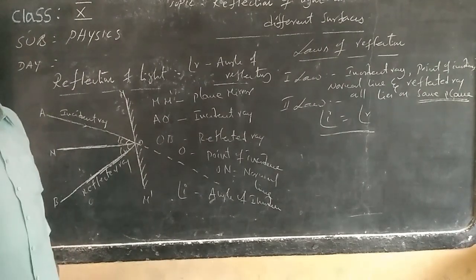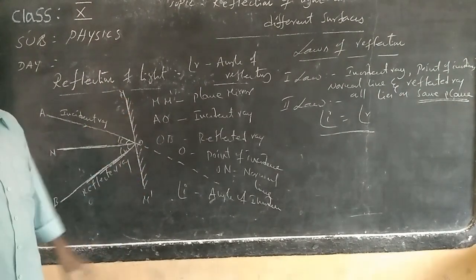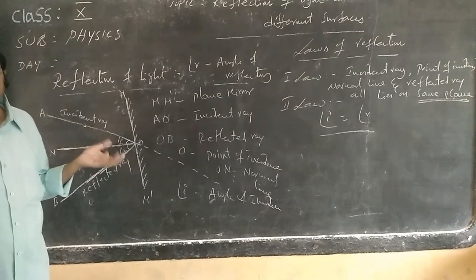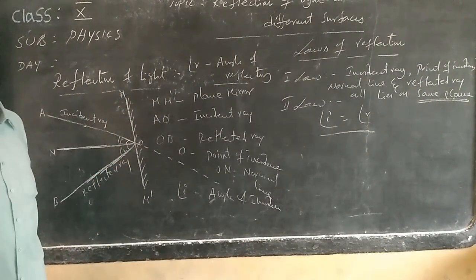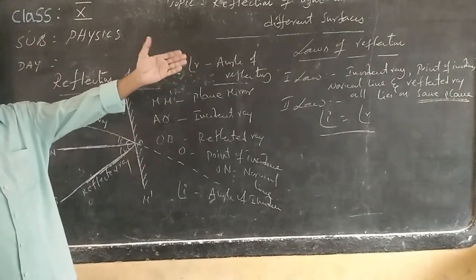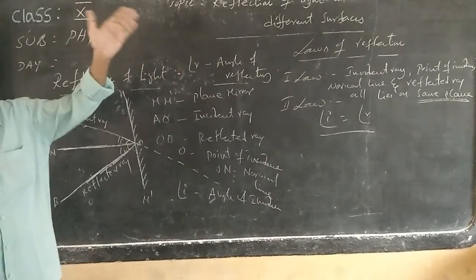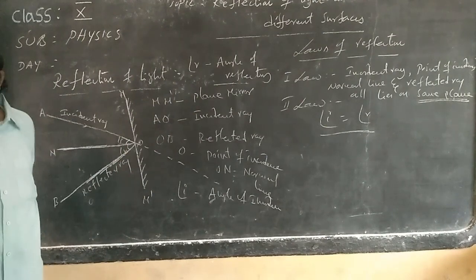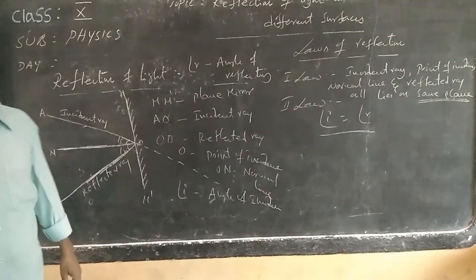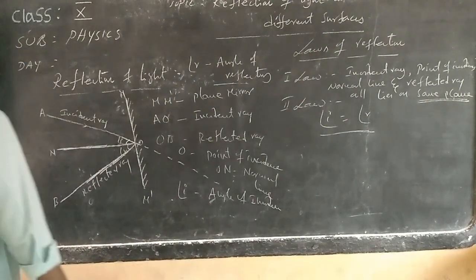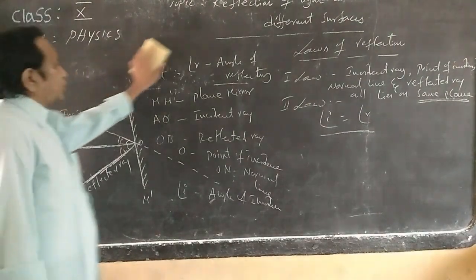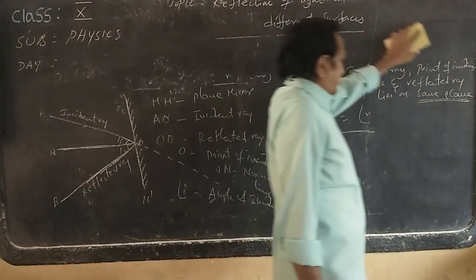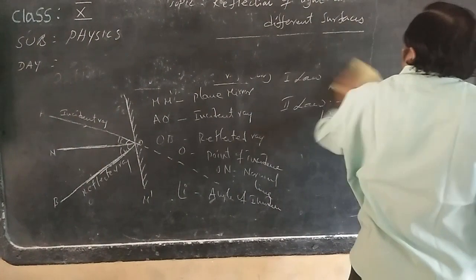These laws of reflection you have to verify. The first law: the incident ray, incident point, normal line, and reflected ray all lie on the same plane. The second law: the angle of incidence is equal to the angle of reflection. Now, you have to prove experimentally, that is, verify, these laws of reflection.